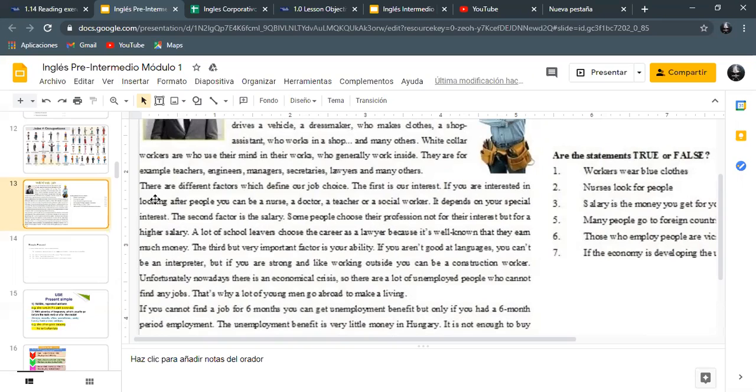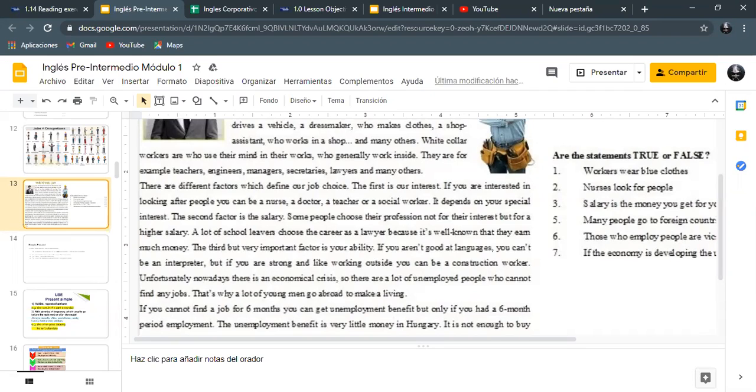There are different factors which define our job choice. The first is our interest. If you are interested in looking after people, you can be a nurse, a doctor, a teacher, or a social worker. It depends on your special interest.